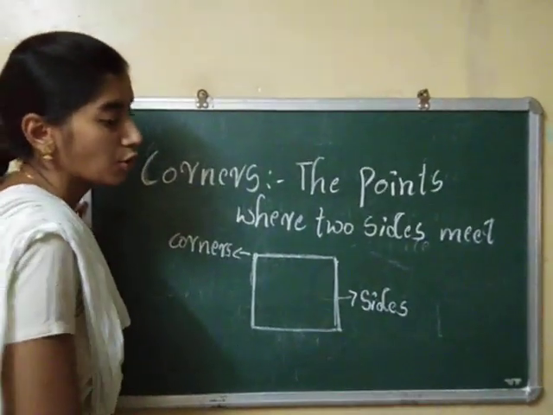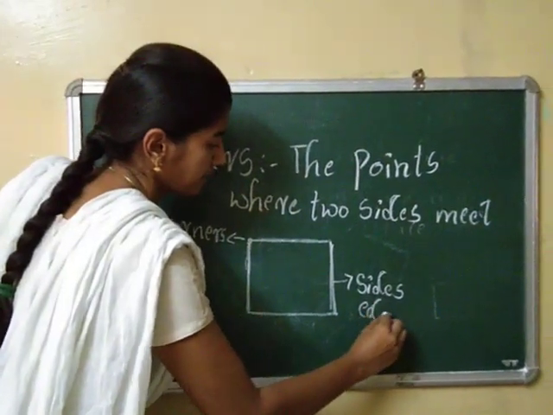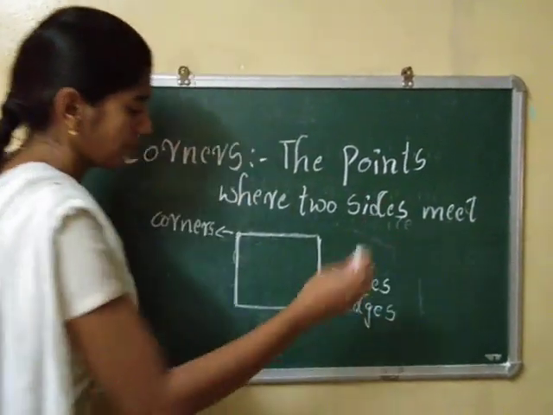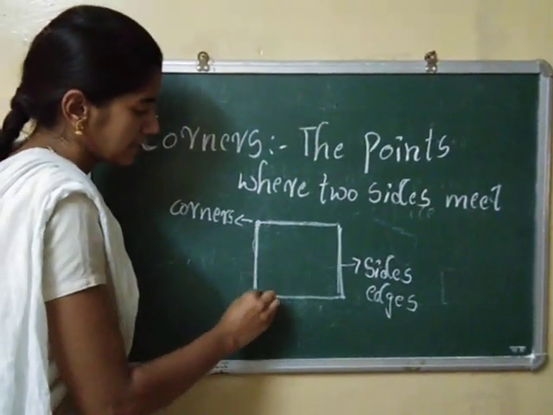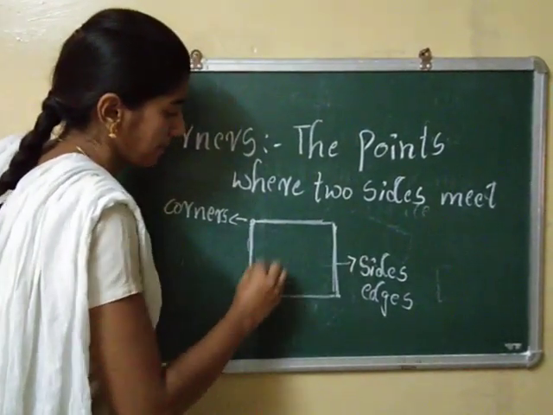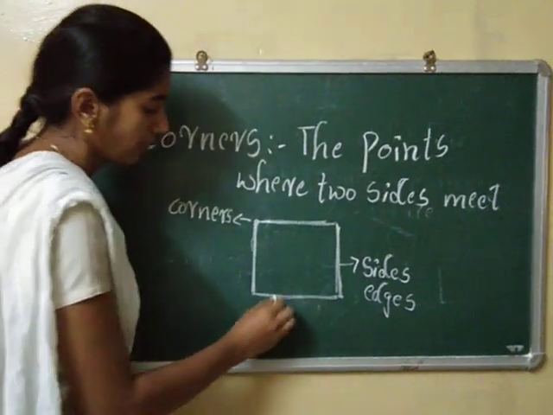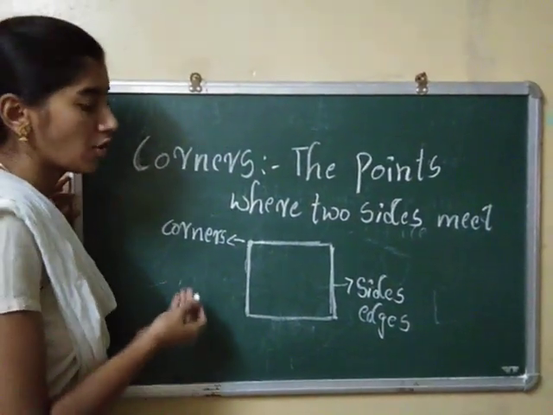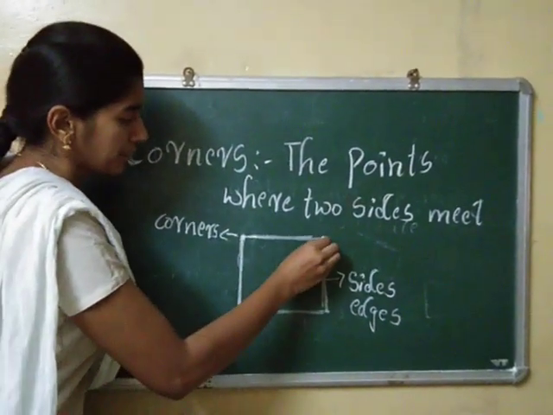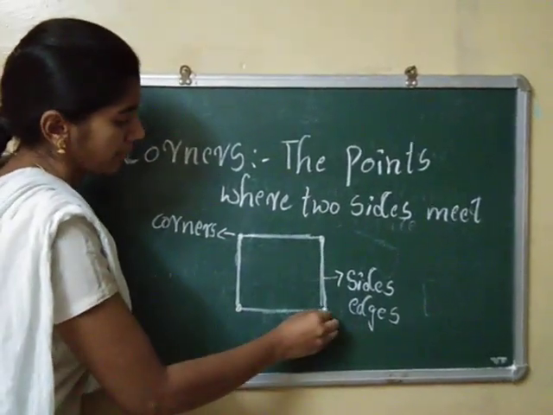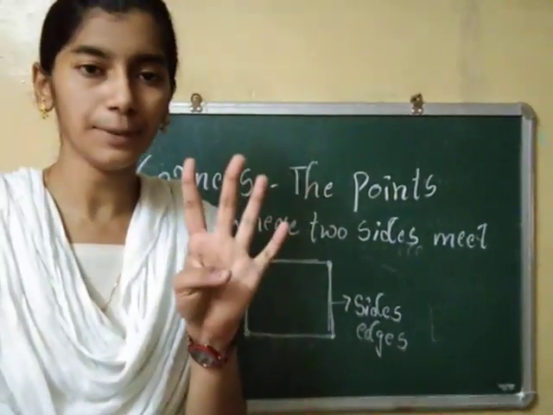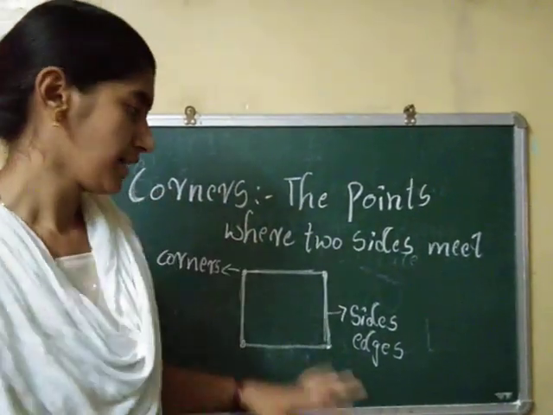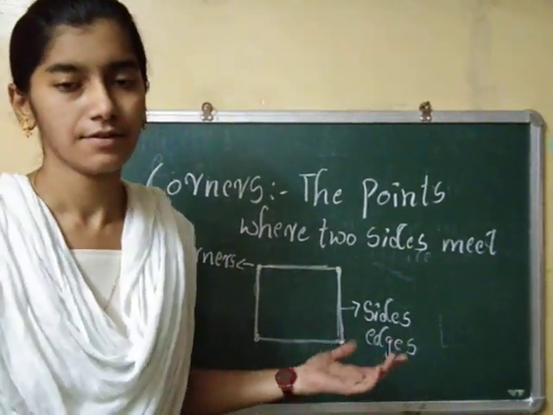S-I-D-E-S, sides. And also edges, E-D-G-E-S. For example, this is the plane surface, that is, we have the sides here. So we have 4 sides, 1, 2, 3, 4, and we have to count how many corners are here. So 1, 2, 3, 4. Here we have 4 corners and also 4 sides or edges in this plane figure.